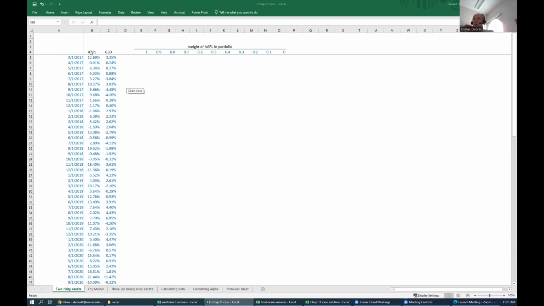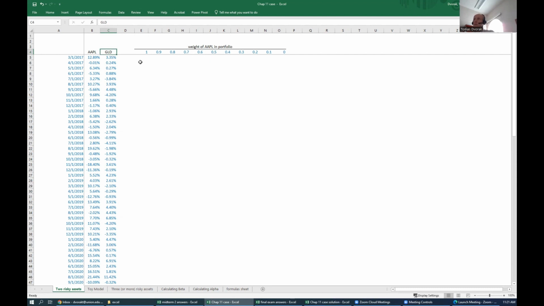So in this first example, we have two assets: Apple stock and a gold ETF. It's an exchange traded fund that invests in gold. And I want to see how a portfolio mixing these two investments would behave.